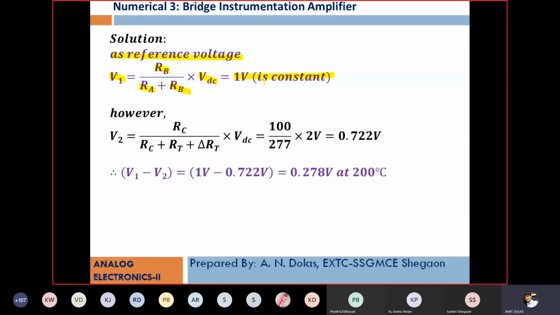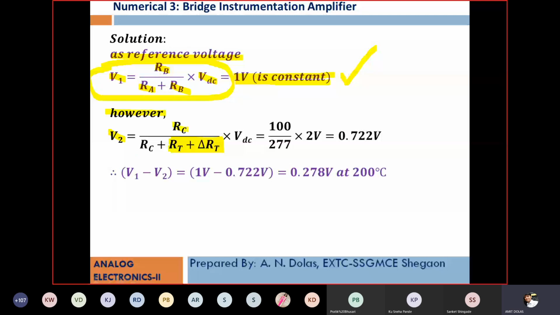So here, the standard reference is V1, which is 1 volt, which is fixed and will not change, because all the quantities Ra, Rb and Vdc are constant here. However, your resistance RT is variable and it is affected by the temperature. It may add on or subtract its resistance with respect to temperature. As temperature increases, resistance increases. As temperature decreases, resistance decreases. Therefore, V2 will not be constant.